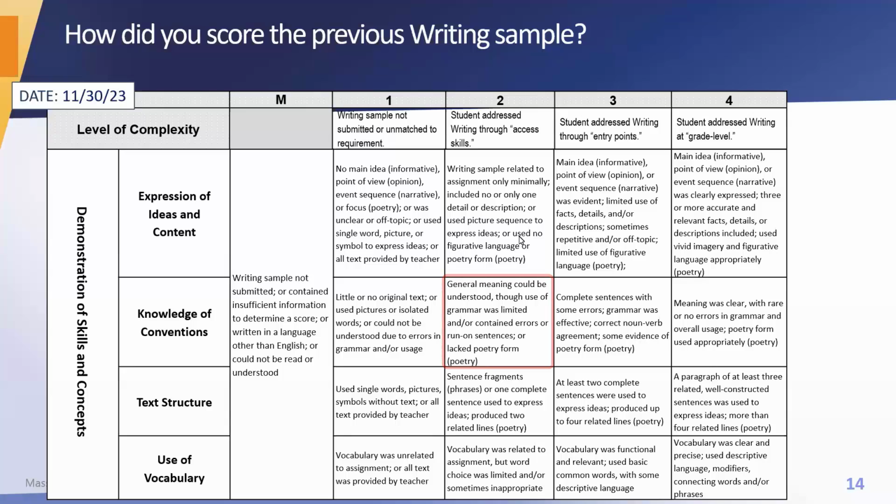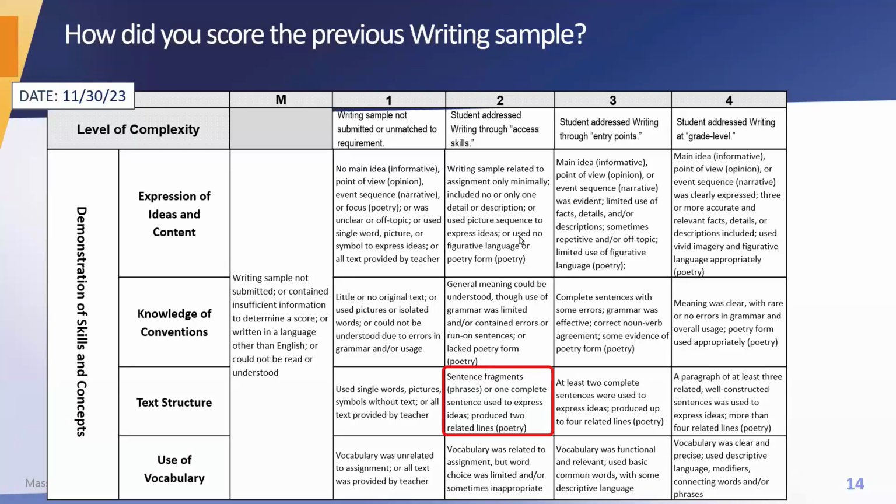The next one is text structure, and a good portion of you also gave it a 2. So let's take a look at that. Sentence fragments, yes. Or one complete sentence used to express ideas, yes. So I can't give it a 3, right? Because it says at least 2 complete sentences were used, so no. And it wasn't just single words. There was a fragment in there.